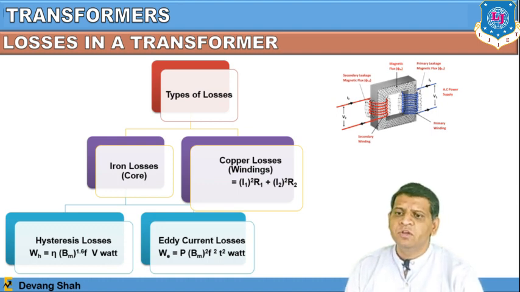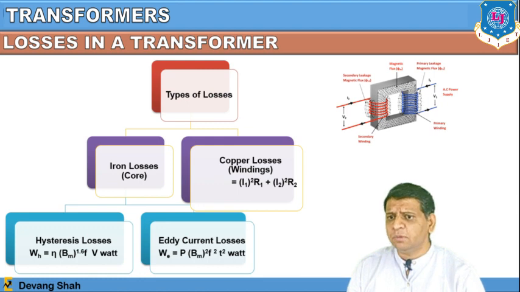In the same way, if we further discuss the iron losses, which again belong to the core, they are related to hysteresis losses and eddy current losses. So there are two separate equations you can see here.